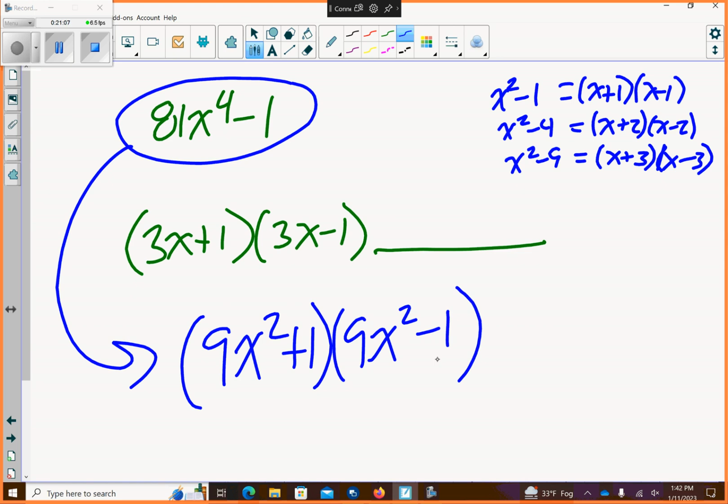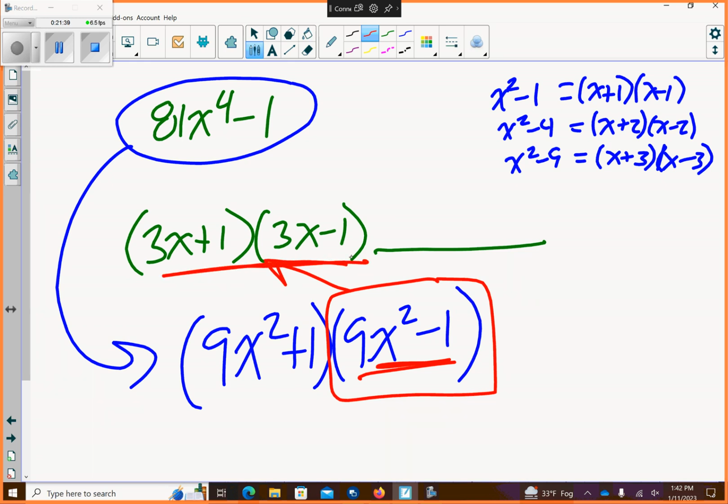Okay? And you're like, stir up. That 3x plus 1, 3x minus 1 is not down there on the 9x squared plus 1, 9x squared minus 1. You're right. It's kind of hiding in disguise. What is this right here? Is that still the difference of two squares? 9 is a perfect square because 3 times 3 is 9. 1's still a perfect square because it's 1 squared. So this is what breaks down to this. These things right here. So the rest of our answer has to be what we can't factor, which is this.